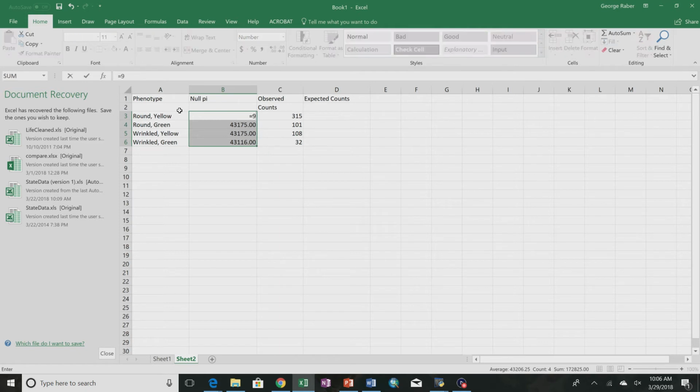Okay, I'm just going to say equals 9 over 16, equals 3 over 16. Those were the numbers, right? Equals 3 over 16 and equals 1 over 16. So those are the proportions. It's probably best to convert those fractions into proportions anyway. So these are your expected proportions.